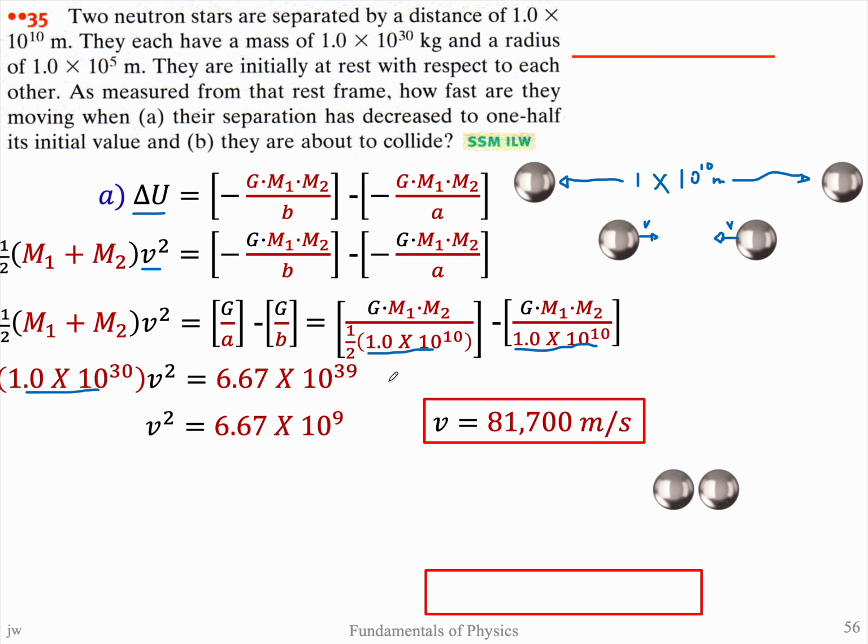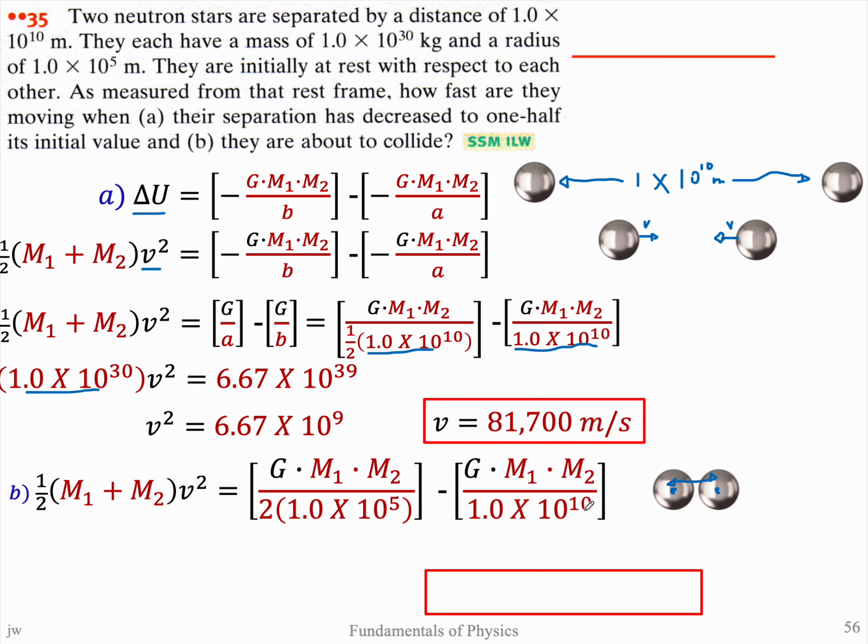Part B, they're now just about to hit. How far are they apart from each other? Well, their centers of mass now are just the diameter, or 2 times the radius, of the neutron stars. So doing the exact same thing, in this case, this is the radius of one of the neutron stars. I'm just doubling it to get the distance between their centers of mass. This was their original distance. And again, it's going to be converted into kinetic energy.